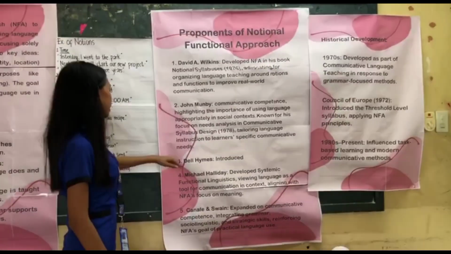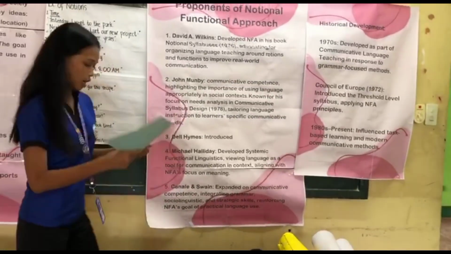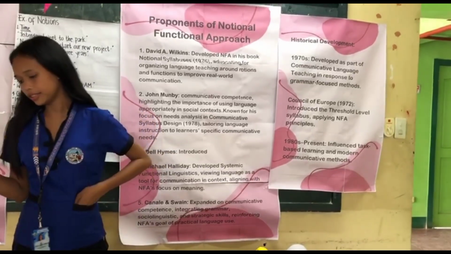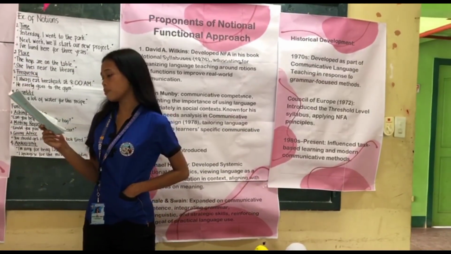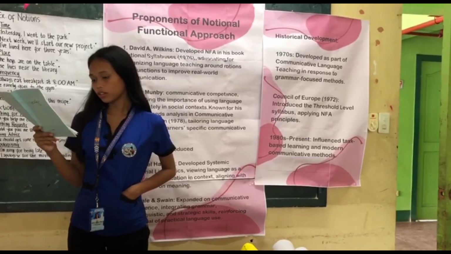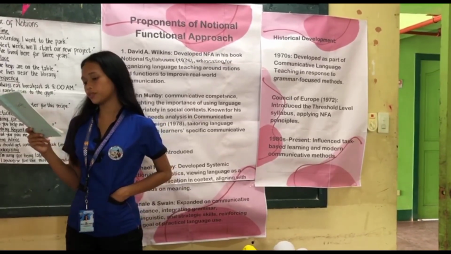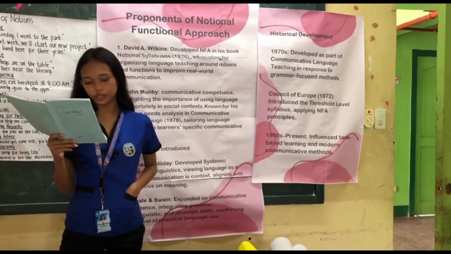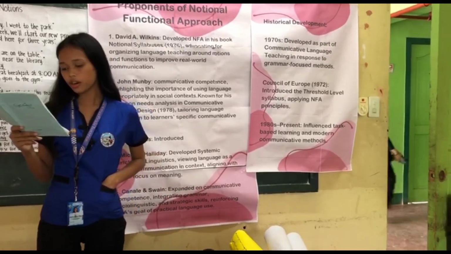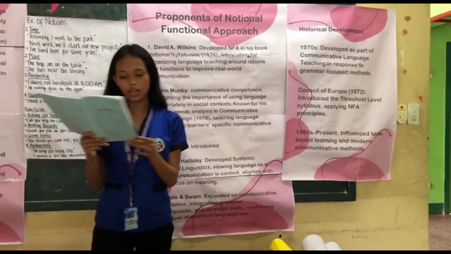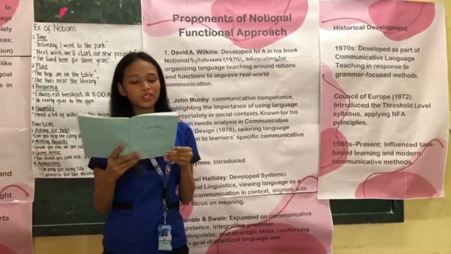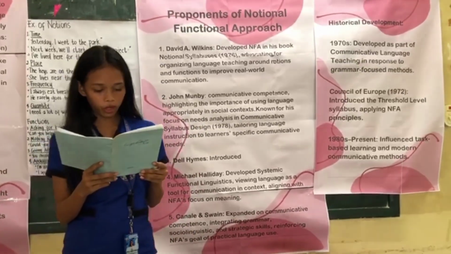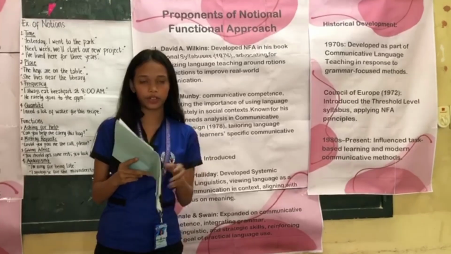Third is Wilkins, who introduced the idea of communicative competence, which means learners should not only know grammar but also how to use language appropriately in different social situations. He believed that language learning should include knowing when, where, and how to use language in a culturally and socially appropriate way, which supports the functional aspect of NFA.